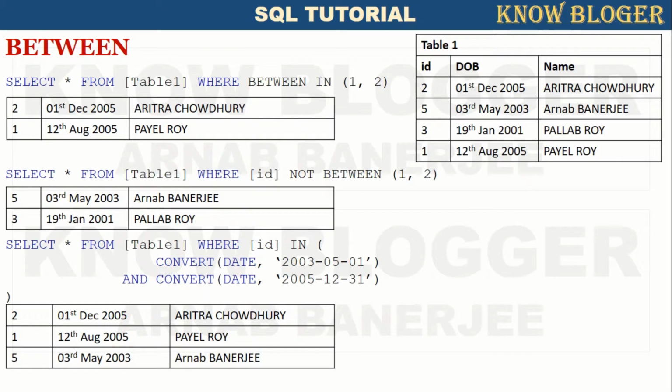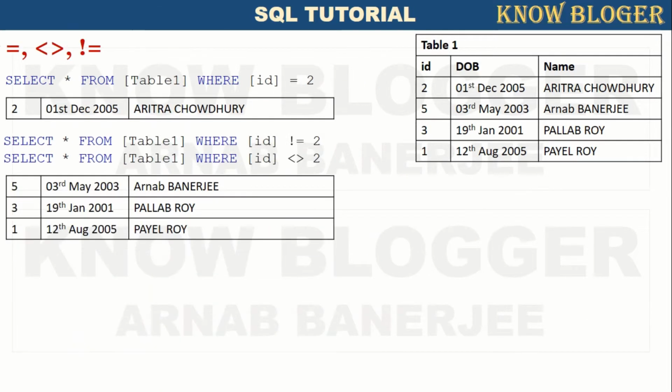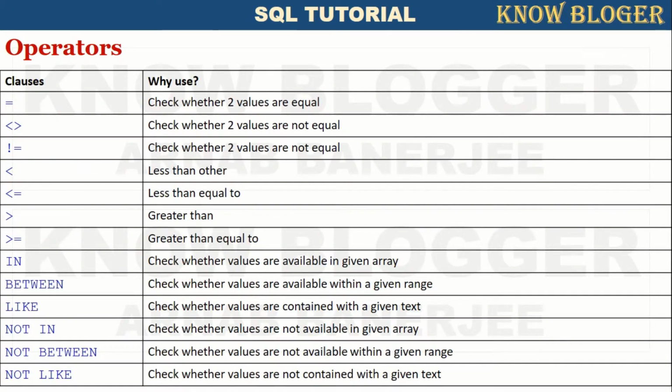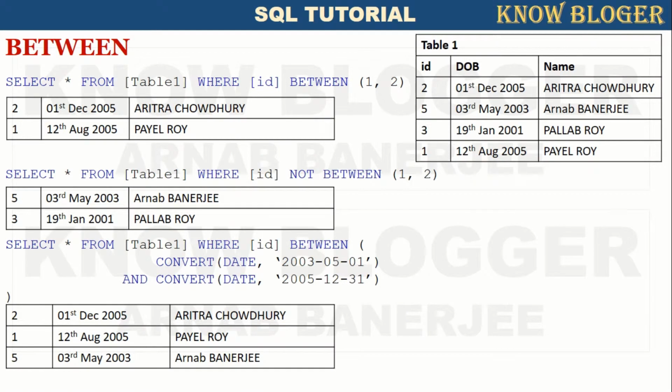Now between, let's check what is the functionality of between. In the list it is saying the between operator checks whether values are available within a given range, and not between checks whether values are not available within a given range. Let's see what will happen if I am using the between operator.